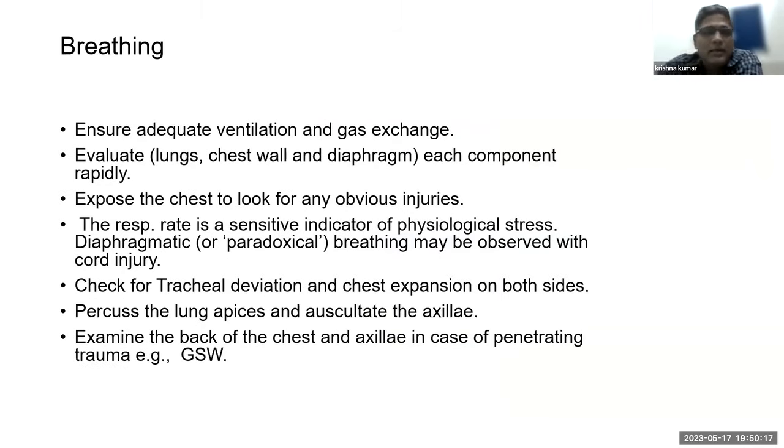Breathing: next comes the B part, to ensure adequate oxygenation and ventilation. Evaluate each component of the breathing: the lungs, the chest wall, and the diaphragm are the most important components. You need to look for any lung contusions, any hemothorax or open pneumothorax, or any damage to the diaphragm, as there could be diaphragmatic rupture. All of these need to be evaluated separately when evaluating the breathing component. Expose the chest completely to look for obvious injuries.